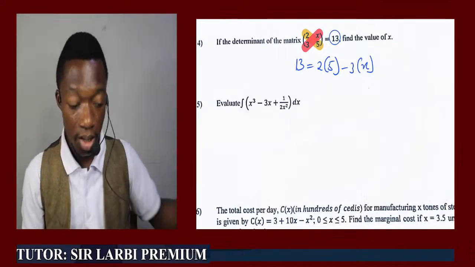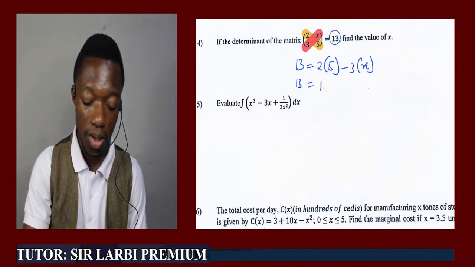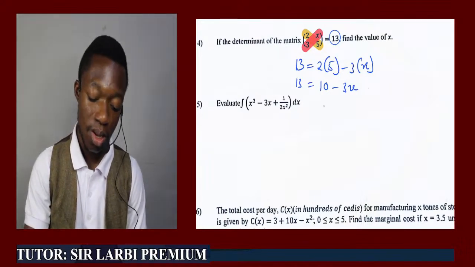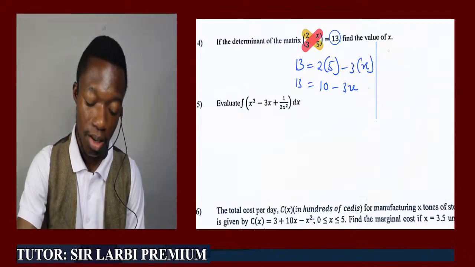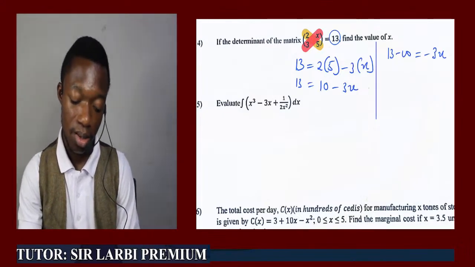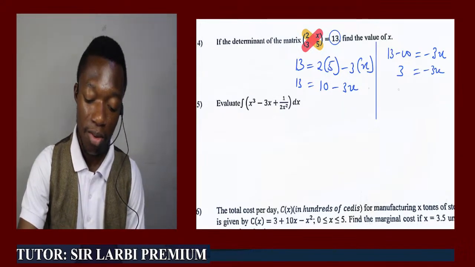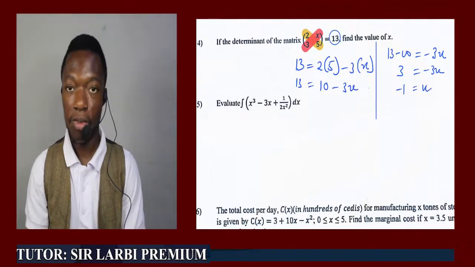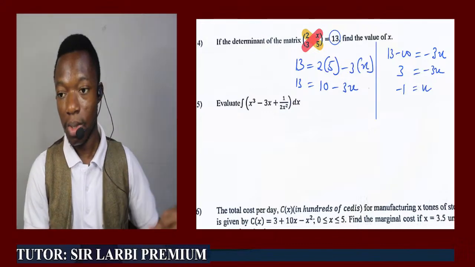Now we can solve for x. We have 13 equal to 10 minus 3x. So I can say 13 minus 10 is equal to negative 3x. We have 3 equal to negative 3x, so therefore we have negative 1 equal to x. So the value of x in this matrix is negative 1. So let's take note of that.